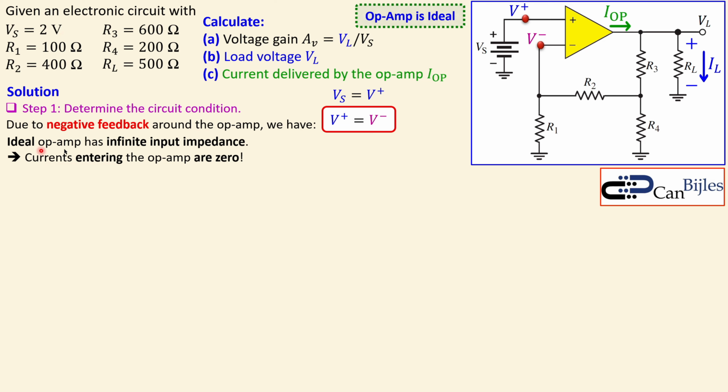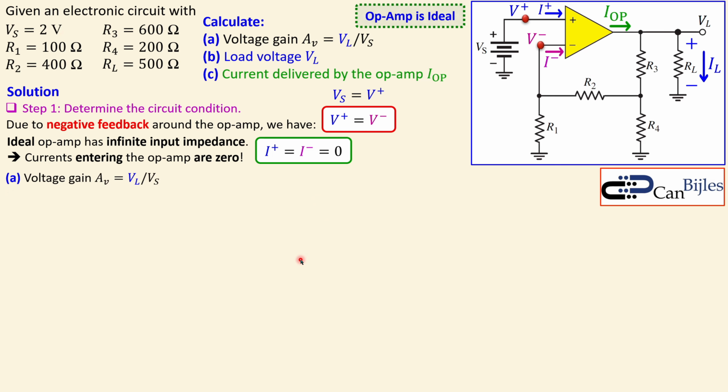Now, since the ideal op-amp has the characteristic of infinite input impedance, we can say the currents entering the op-amp in this terminal, I plus and I minus, are both 0, since we assume this is an open circuit for infinite input impedance. This is, by the way, a very handy characteristic for the ideal case. Then we can analyze our circuit more easily.